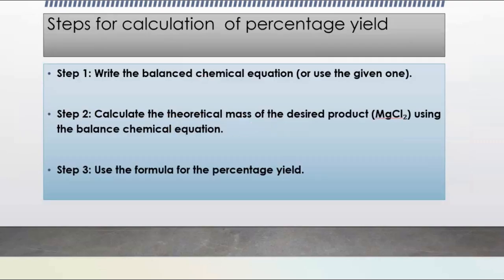For the calculation of percentage yield, you can follow these steps. Step 1. Write the balanced chemical equation or use the given equation. Step 2. Calculate the theoretical mass of the desired product using the balanced chemical equation. Step 3. Use the formula for the percentage yield.